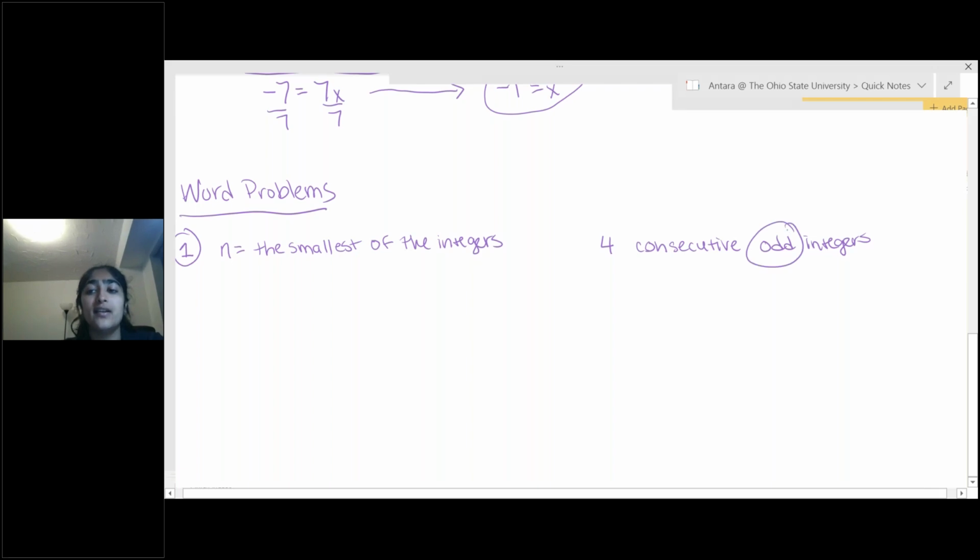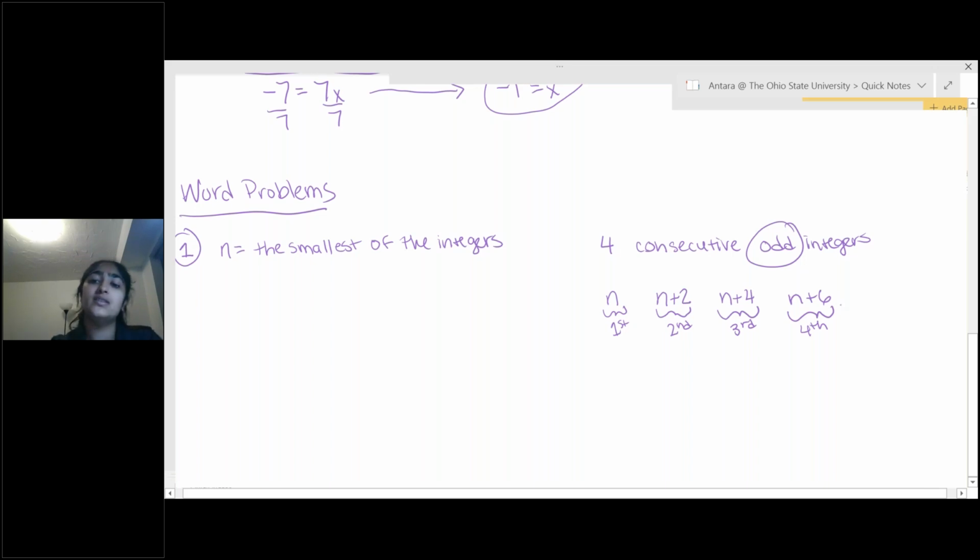odd means that it's going to be every other number. So if n is my first number, then every other number means you have to add 2 to that first number, assuming that n is an odd number. So n plus 2 should also be the next odd number. That's your second number. And then n plus 4, you add another 2, that should be your third number. And then finally, you add another 2, and that should be your fourth odd number. So these are the numbers we're working with.